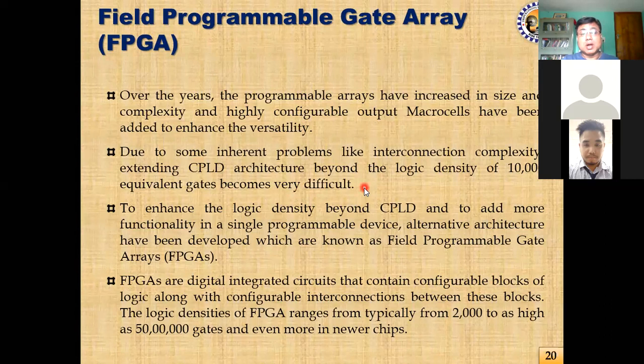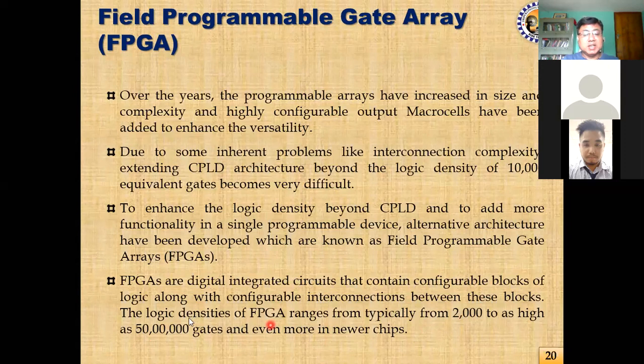So they thought about an alternative architecture, and the alternative architecture is the field programmable gate array, which we popularly call FPGA. So FPGAs are digital integrated circuits. They are ICs only, that contain configurable blocks of logic along with configurable interconnections between these blocks. The logic densities of FPGA range from typically 2000 to as high as 50,000 gates, and even more in newer chips.